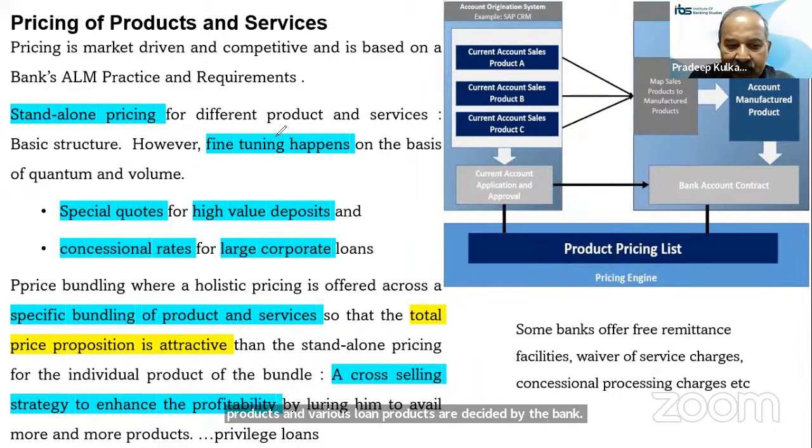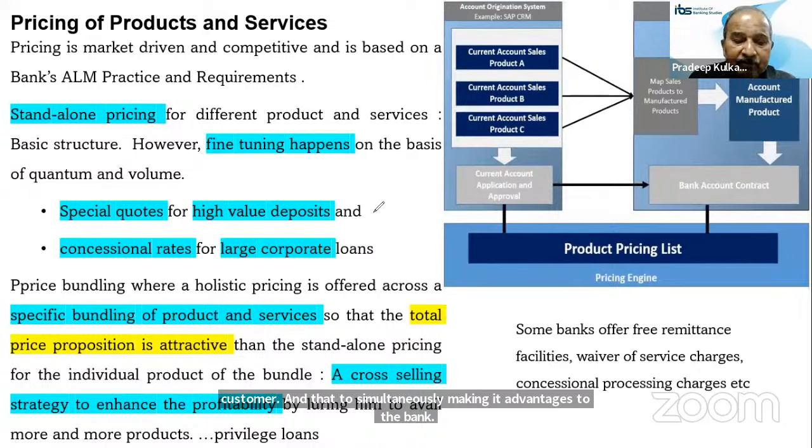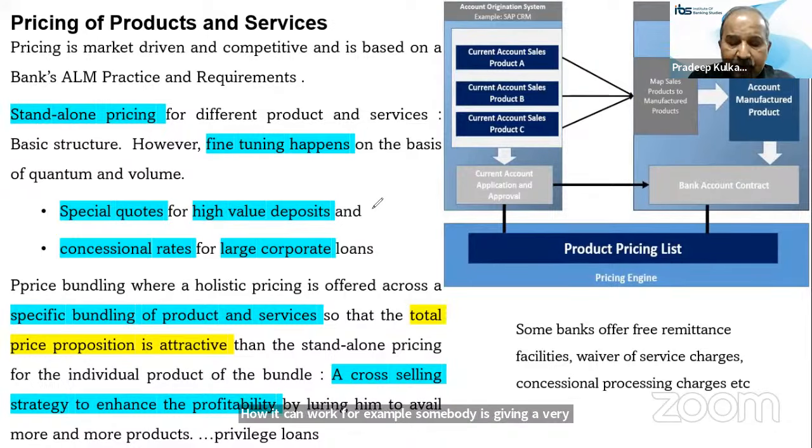But in a scenario of retail banking, there is a possibility of fine-tuning, means making the rate of interest suitable to the kind of customer, and that too simultaneously making it advantageous to the bank. How can it work? For example, somebody is giving a very huge value of deposit, for example 200 crore, 300 crore, and he is expecting a bit higher rate of interest. Therefore some banks have a special quote for such a scenario when they are in need of money.